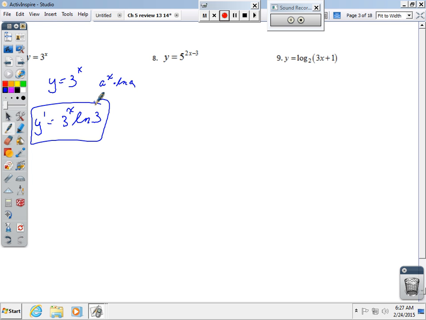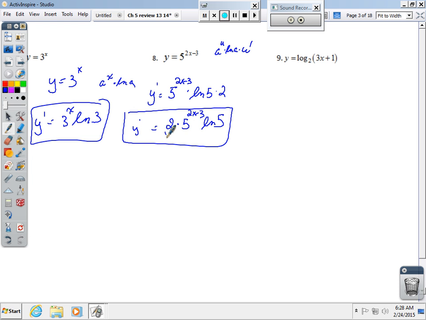Simple. Alright, this is going to be a to the u times the ln of a times u prime. So the derivative is going to be equal to 5 to the 2x minus 3 times the ln of a, which is 5, and then the derivative of that exponent there is just going to be a 2. So simplified is just 2 times 5 to the 2x minus 3 ln of 5. And just be careful not to multiply these together and put a 10 there.